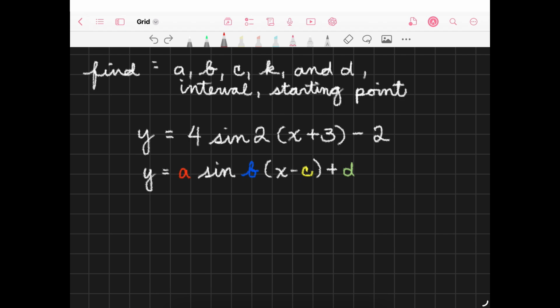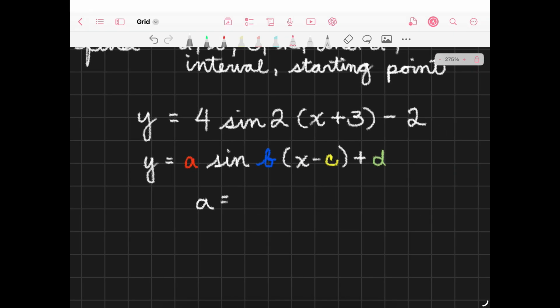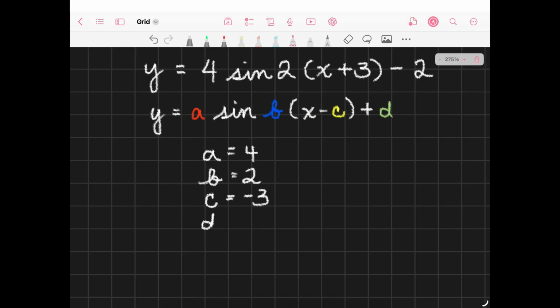So we're given an equation of y is equals to 4 sine 2 x plus 3 minus 2. And using the standard form, which is a sine b x minus c plus d, we can just plug and play. So we know that our a is equals to 4, our b is equals to 2, our c is equals to negative 3, and our d is equals to negative 2. So how would we graph this?